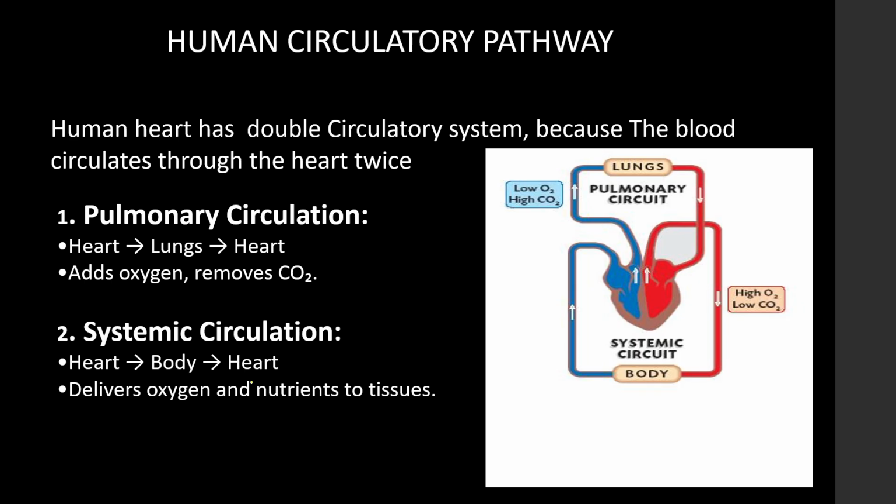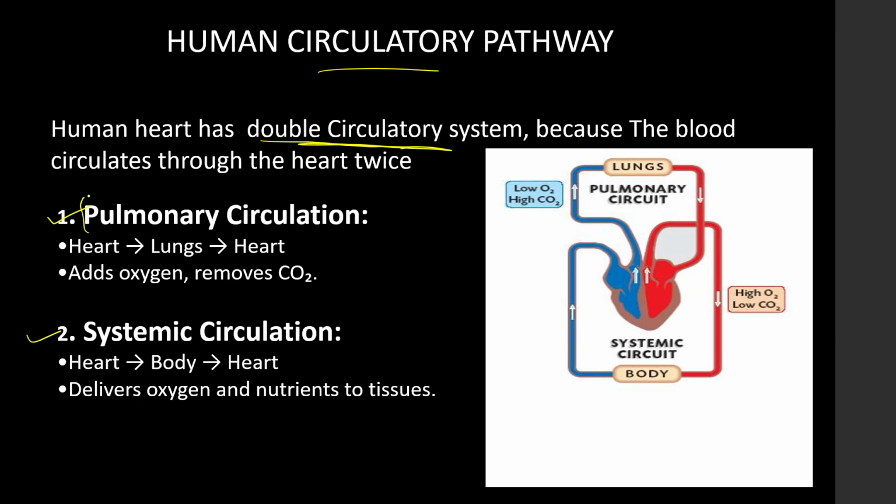The human circulatory system is a double circulatory system. Why is it called a double circulatory system? I will explain this in detail in the next slide. There are two pathways through which the circulation occurs. First one is pulmonary and second one is systemic.